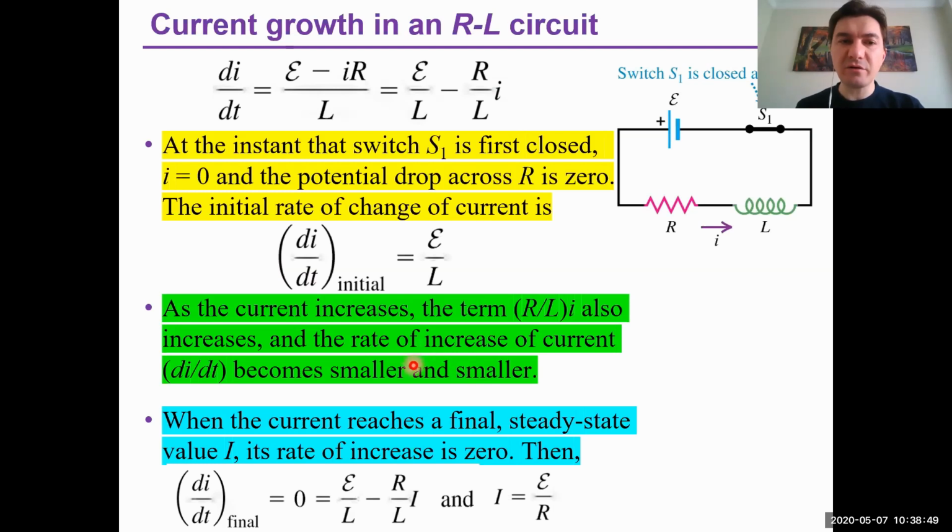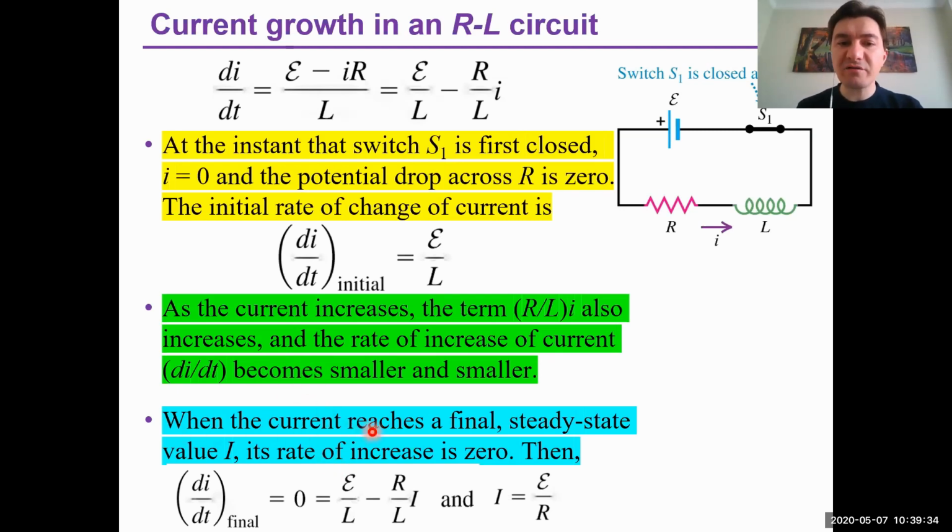Now, let's have a look. As time goes, the current increases in the circuit. What about this second term? The current is increasing, then this second term will increase, right? Then what about this one? Since here we have a minus sign, if this increases, this will decrease, right? Then di over dt becomes smaller and smaller. The current will increase, and then this will decrease. This is the second condition.